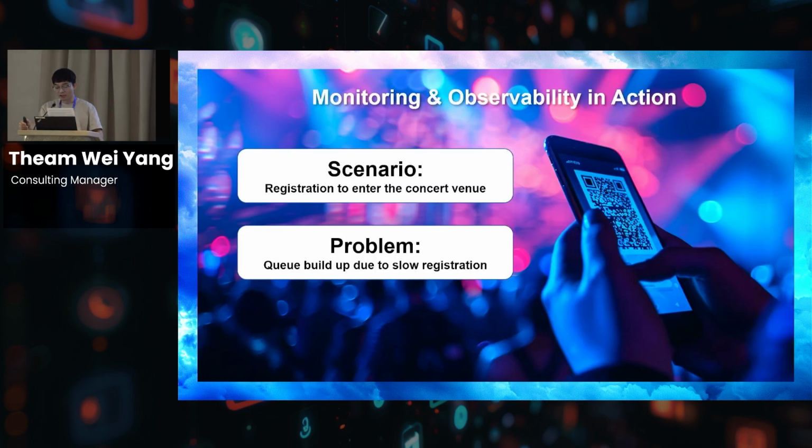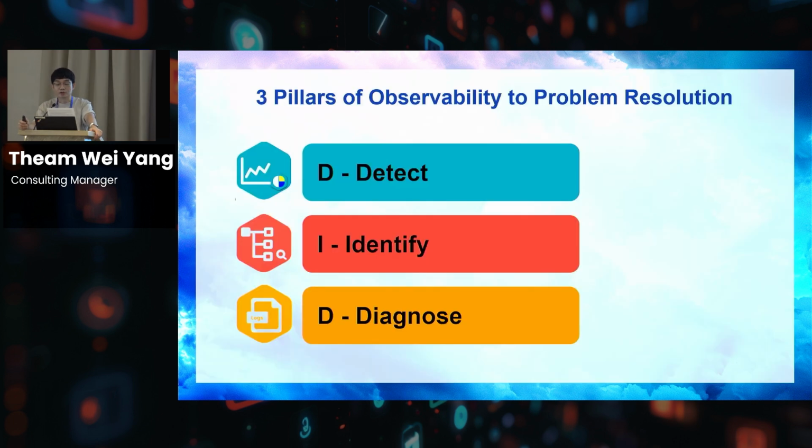So let me share a case study where monitoring and our Kaizen observability come into action. We have an application to register entry to a certain concert, like the Taylor Swift one, where we are expecting hundreds of thousands of participants. Then on the ground, we are experiencing slow registration and the queue is starting to build up. So if you still remember the 3 pillars of observability that I mentioned, the DID, let's revisit them and see how we can make use of them to resolve the slow registration issue.